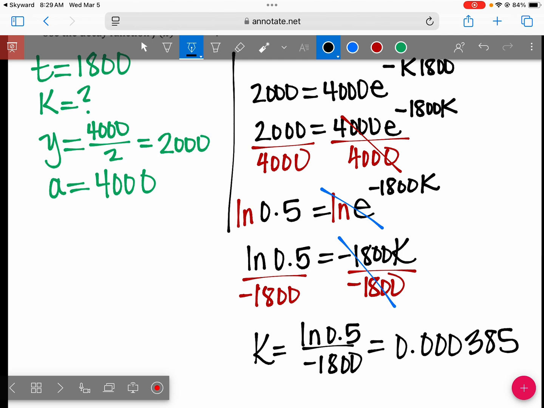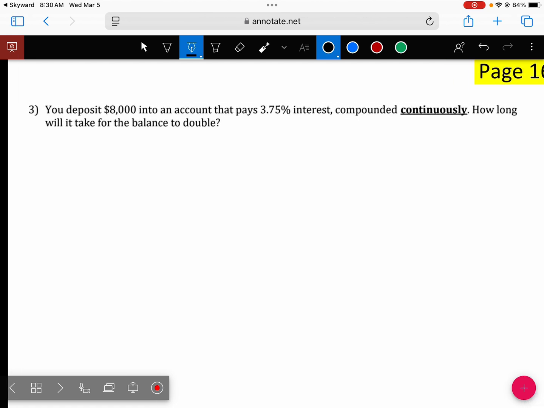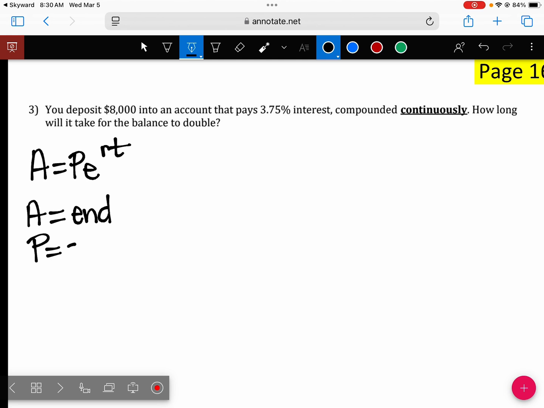All right, last one for today, and then you'll have time to start homework. I don't know if this sounds familiar, but this was chapter 5. Before we do that, I'm going to remind you of this formula, and it's A equals PE to the RT. That's your continuously compounded formula. A was your end, P is the start, R is your rate, and T is time.